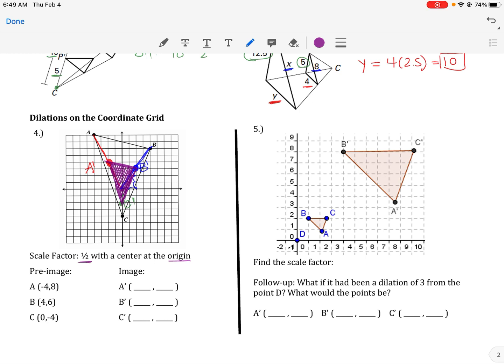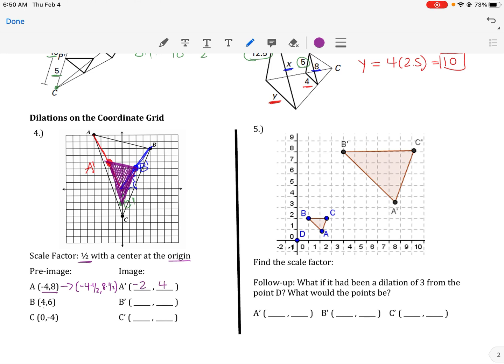So just like we talked about with these points, think about you're taking half the x value, half the y value. So you're doing -4 times a half is -2. Let me see if I can make this a little clearer. So negative 4 times a half, and you're doing 8 times a half. So we get negative 2, and positive 4.